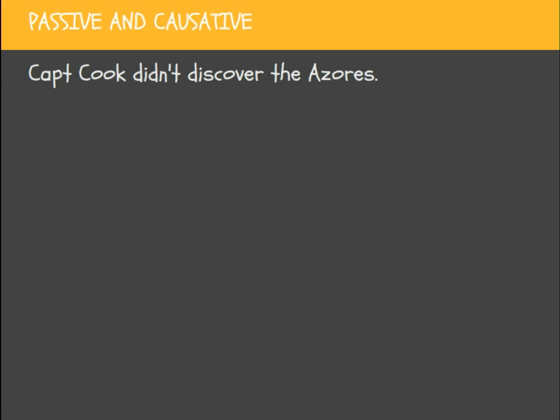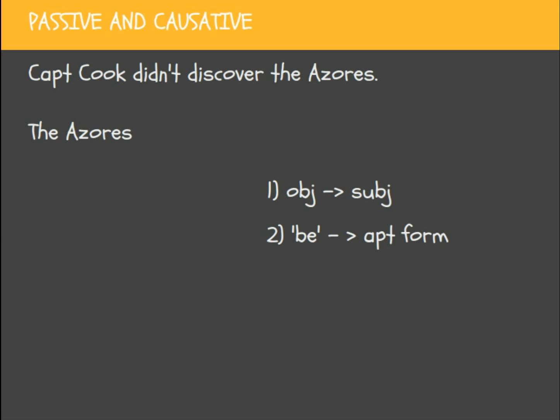First, the object of the active sentence becomes the subject of the passive sentence, in this case, the Azores. Second, we put the verb be in the same form as the verb in the active sentence, in this case, past simple negative, weren't. Third, we put a past participle, in this case, discovered. And remember, if you haven't got a past participle, you haven't got a passive sentence.